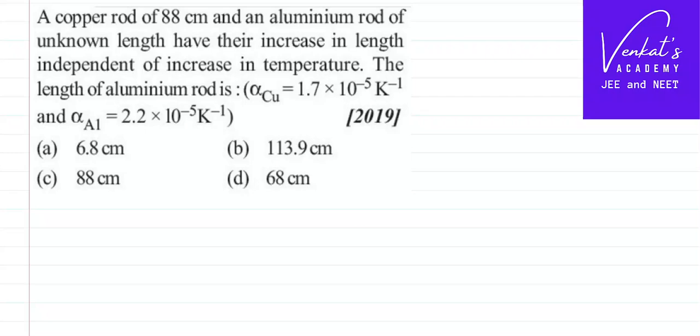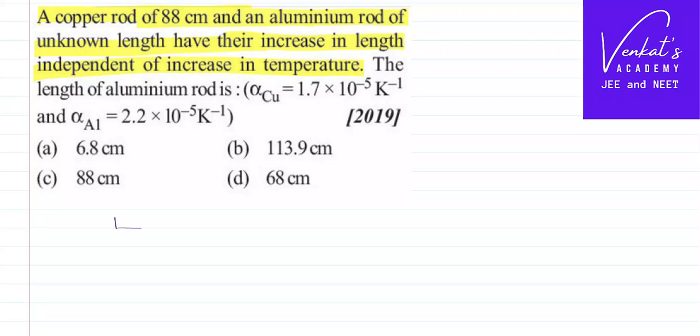Here in this video, we are solving a problem based on the concept of expansion of solids. Let us see what the problem is. A copper rod of length 88 centimeter and an aluminum rod of unknown length have increased in their lengths independent of increase in temperature. Let's try to understand what the meaning of that is.